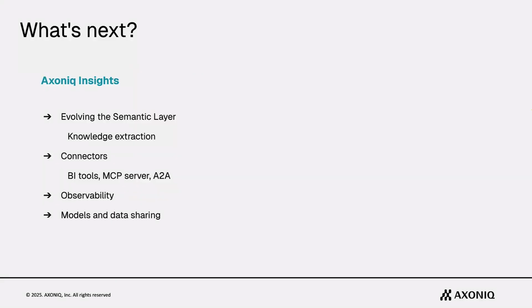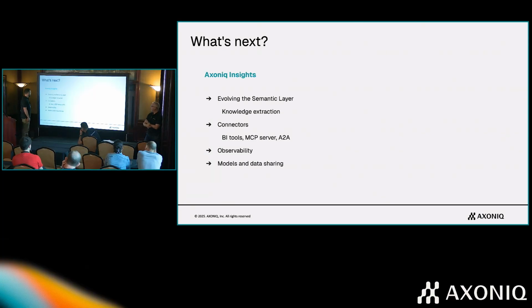Yeah, so that was a quick look into Axoniq Insights. To summarize, this is a specialized version of Axon Server. We call it the analytics node, for lack of a better term. It comprises not only a specialized event storage, but also the semantic layer and an agent and an embedded MCP server.